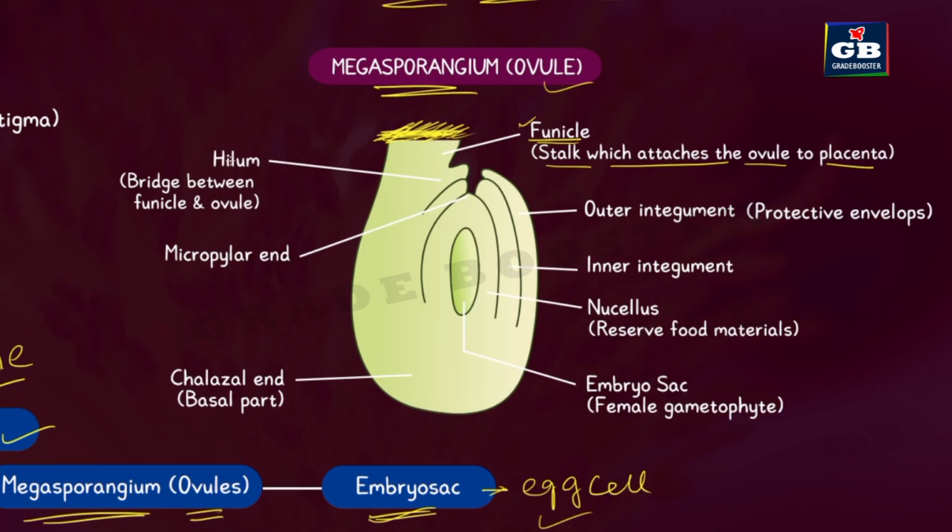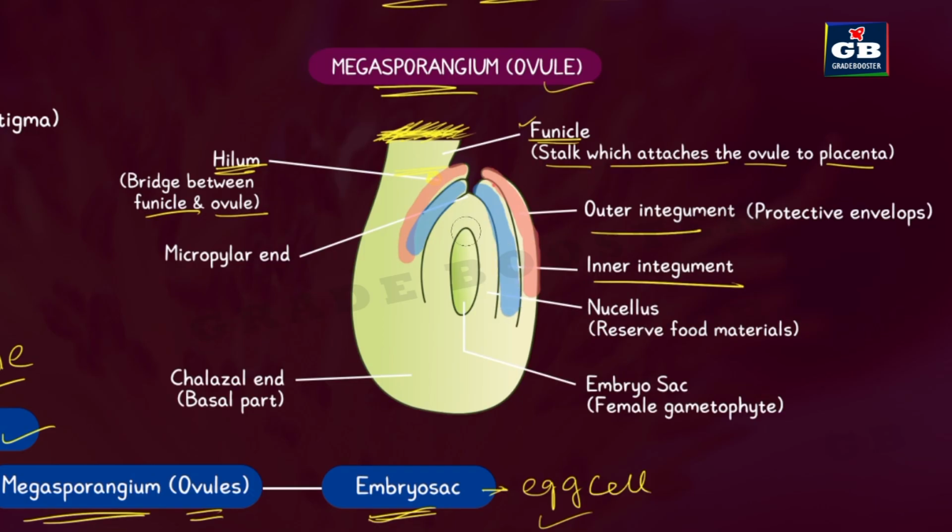funicle. And the next part is hilum. This is hilum. So this hilum is the bridge between the funicle and ovule. That is hilum. And the next part, integuments. Outer integument, inner integument. So here, this is the outer integument. These two are outer integuments. And these two are inner integuments.